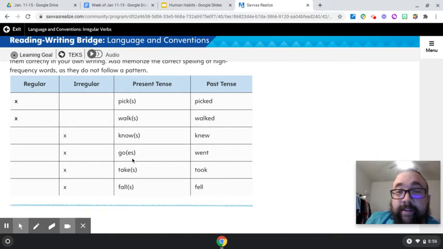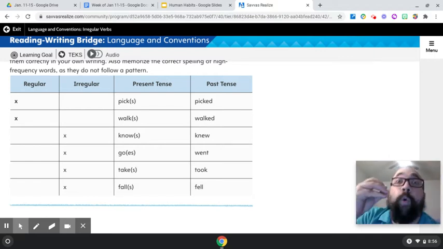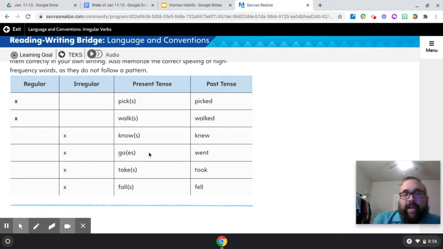Go. Goes. And he went. I know, it's kind of funny. Goes, of course, is the present tense. Went is the past tense for this irregular verb. Now, let's look at take. Take or takes something. If the boy takes something, the boy also took something. It's no longer T-A-K-E, it's T-O-O-K, took. Memorize that.